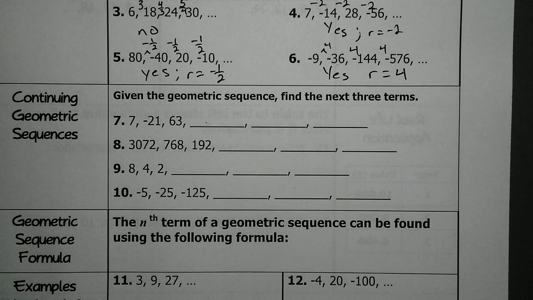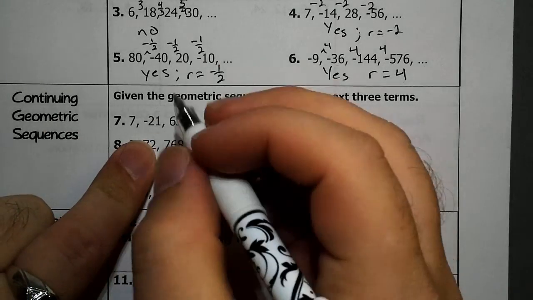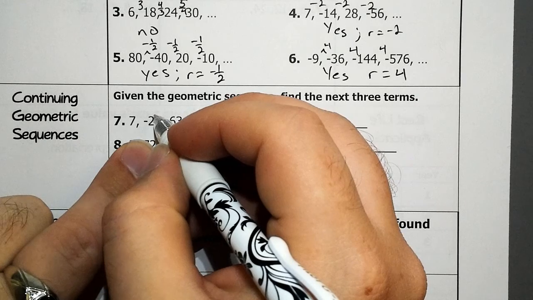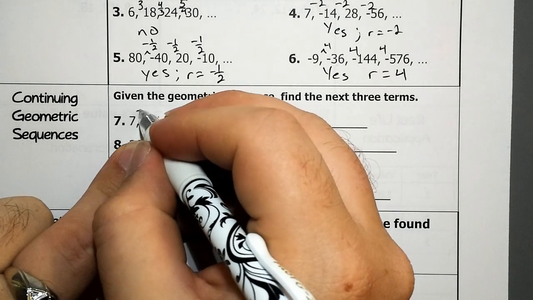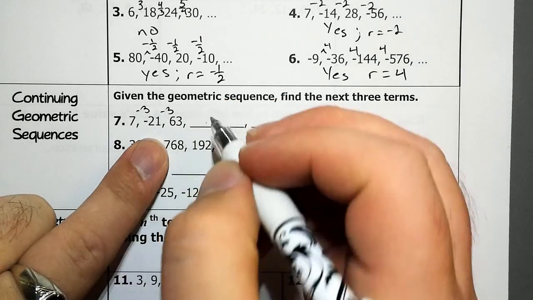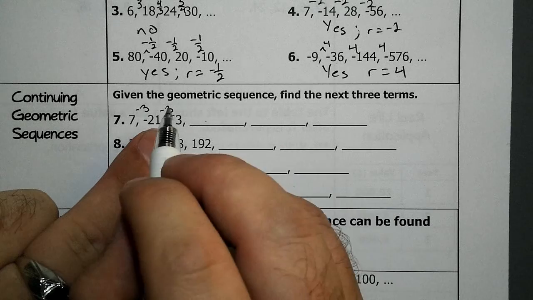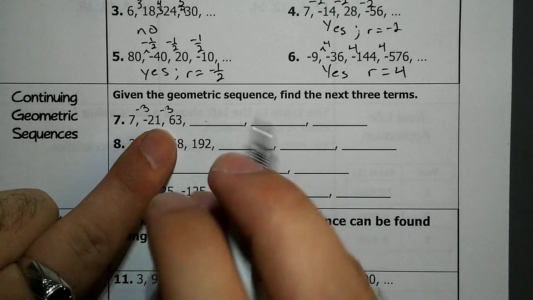Now, for this next set, it says, given the geometric sequence, find the next three terms. So, from negative 21 divided by 7 gives me negative 3. 63 divided by negative 21 is also negative 3. So there's our ratio. Now, if we're going this way, we're going to have to do the opposite, so we're going to have to multiply by negative 3.